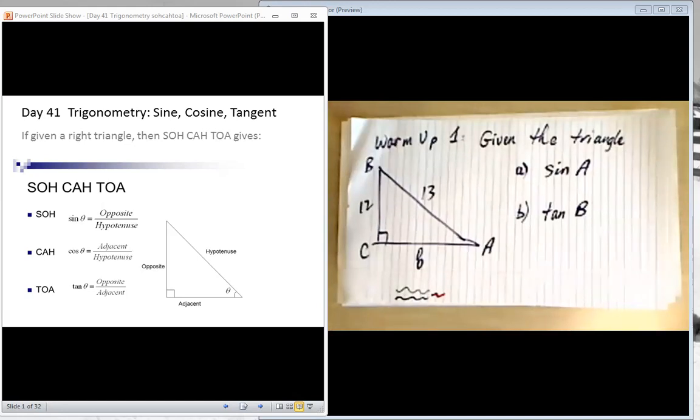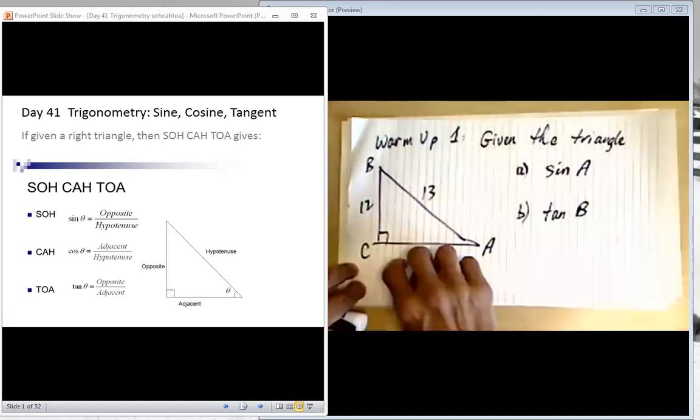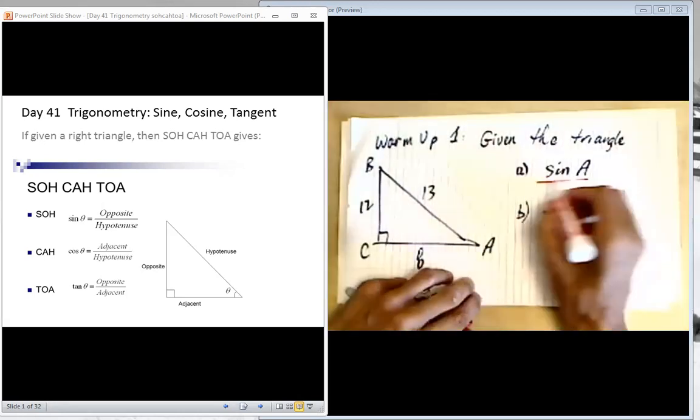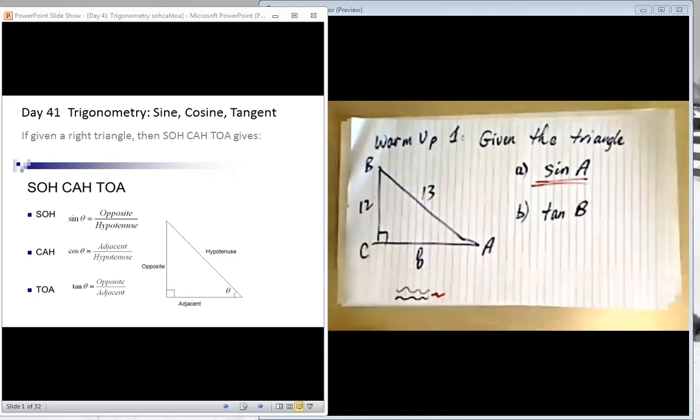It looks like this, to find sine of A. So on this page, I'm going to do sine of A. On the next page, I'll do tangent of B, just so it's separate and looking good. So, good people, help me out. What's the first thing to do when trying to find sine of a value like this? First thing is to label. That's actually the second thing. There's one thing to do just before that.